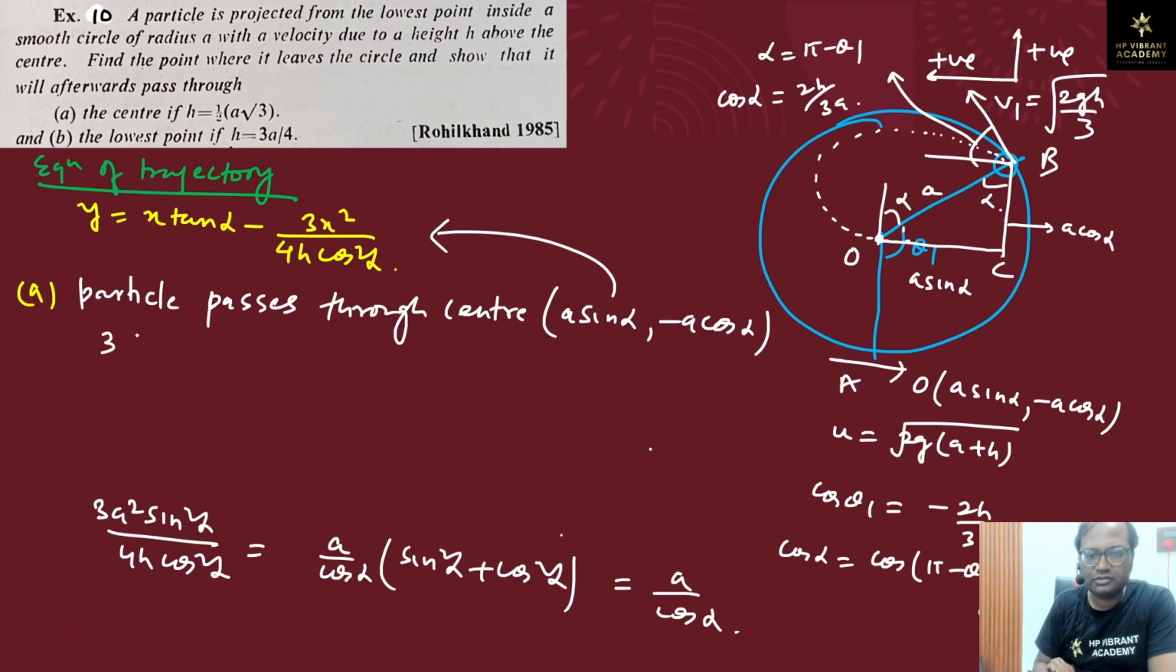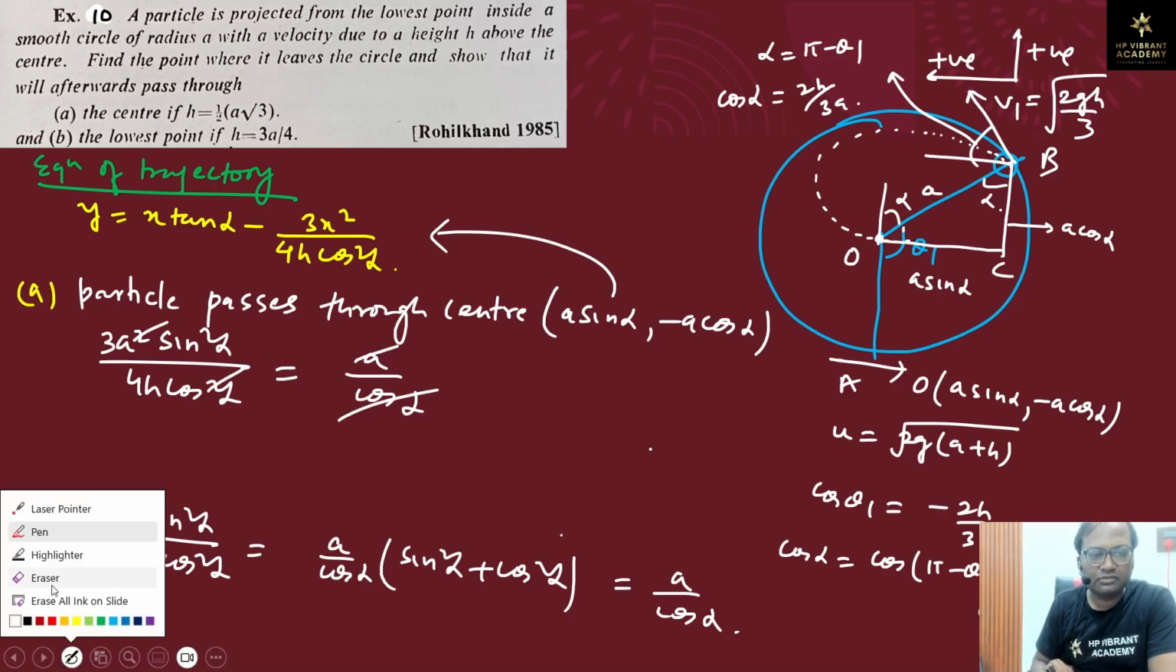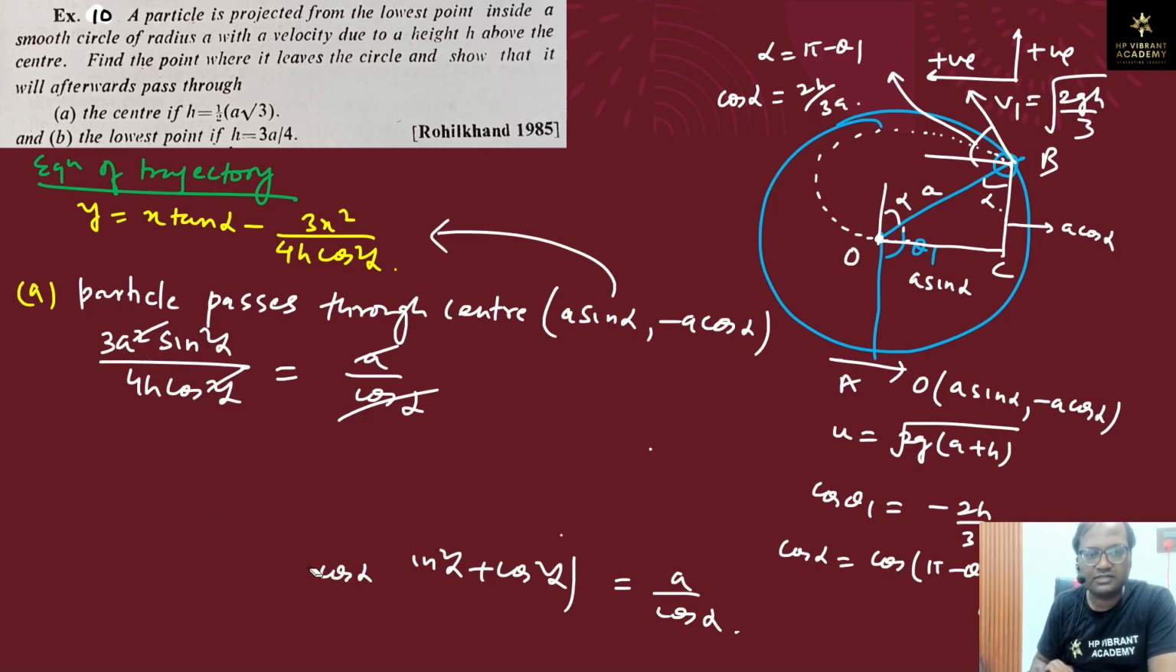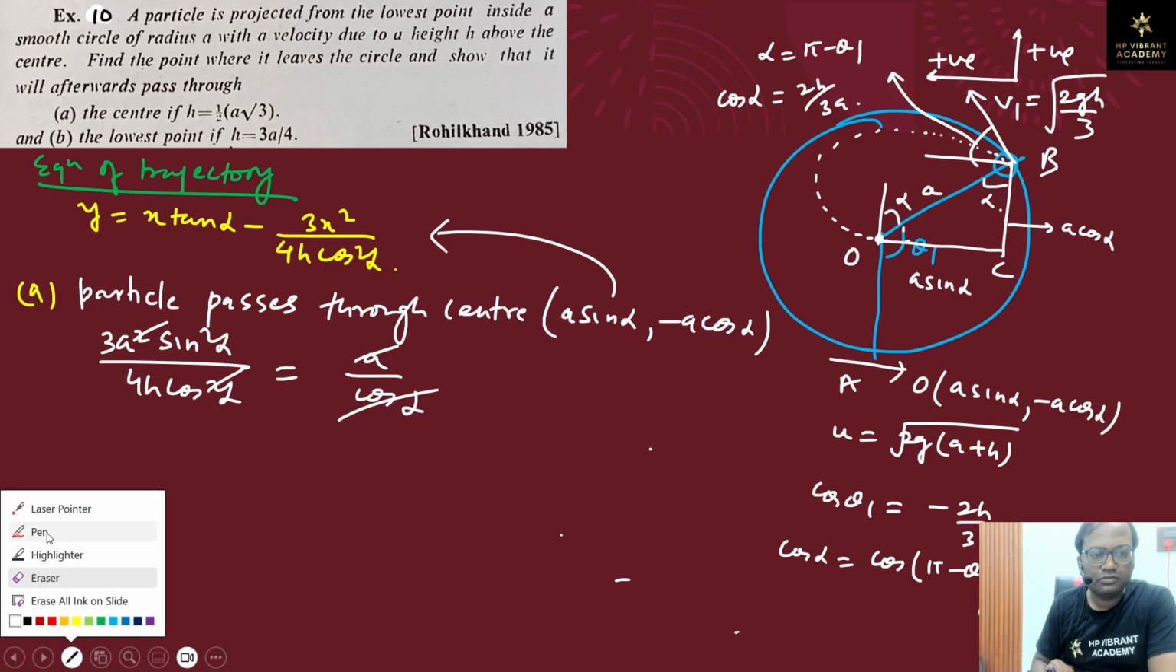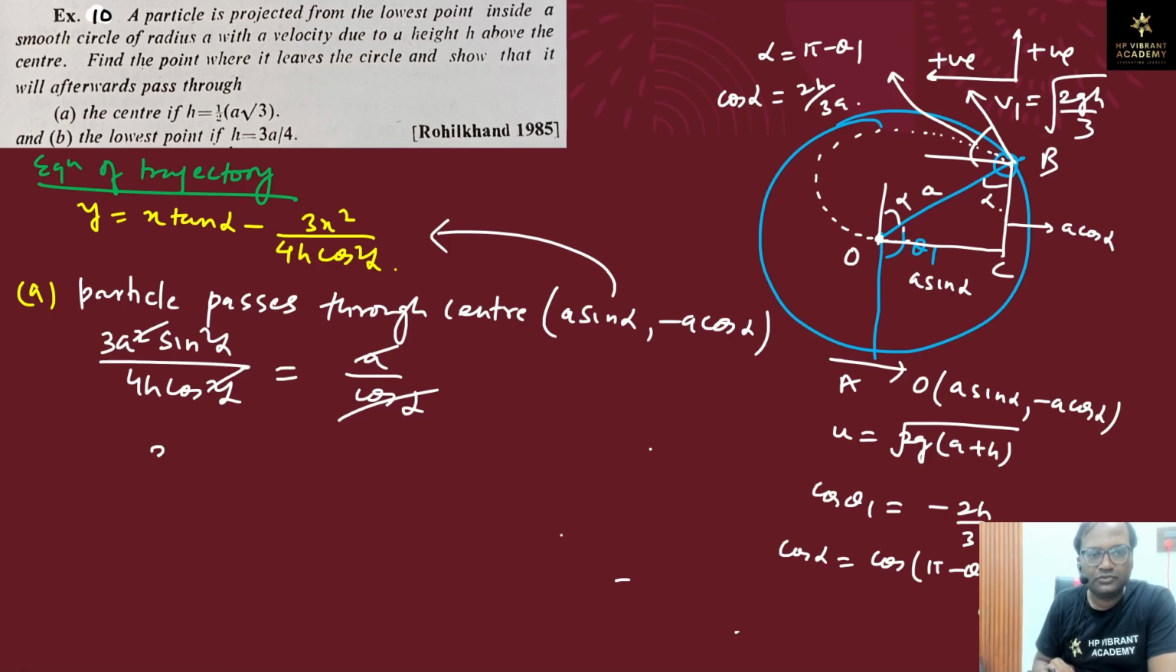Okay, we have 3a square sin square alpha upon 4h cos square alpha is equal to a upon cos alpha. So this gets cancelled, and cos alpha gets cancelled. This can be further simplified as 3a sin square alpha is equal to 4h cos alpha.